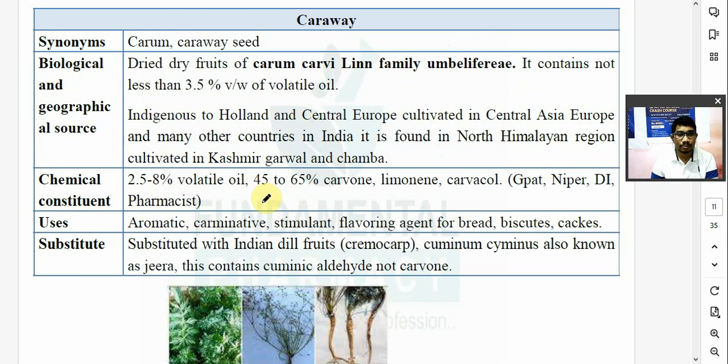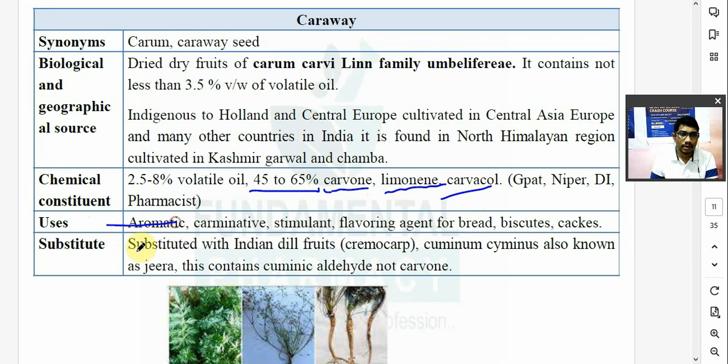Carum carvi, Umbelliferae. So 2.5 to 8% is volatile oil, and in that volatile oil the main component is carvone. The main component of your volatile oil is nothing but carvone. Then limonene is there, another one. Then carveol is there. These are the secondary important chemical constituents. So the main important chemical constituent is carvone. Then next one is the uses.